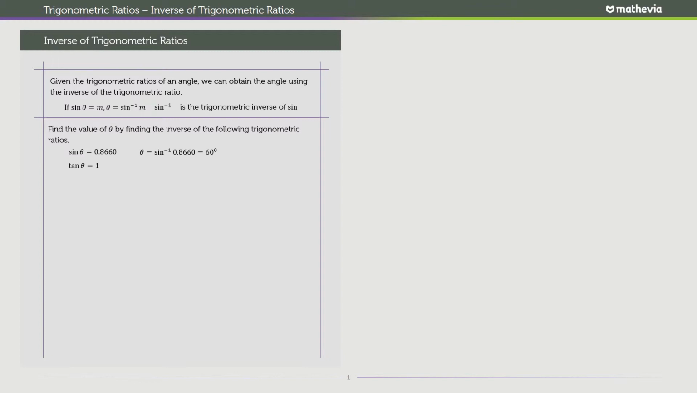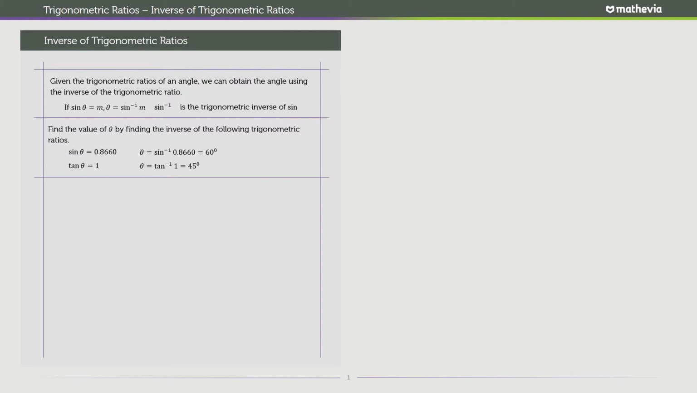So if you go shift sine inverse of 0.8660, it will give you 60 degrees. If you do the same for tan, the tan inverse of 1, it will give you 45 degrees. Basically, you can find the sine inverse, cosine inverse, tan inverse of pretty much anything, and it will give you the angle for that.